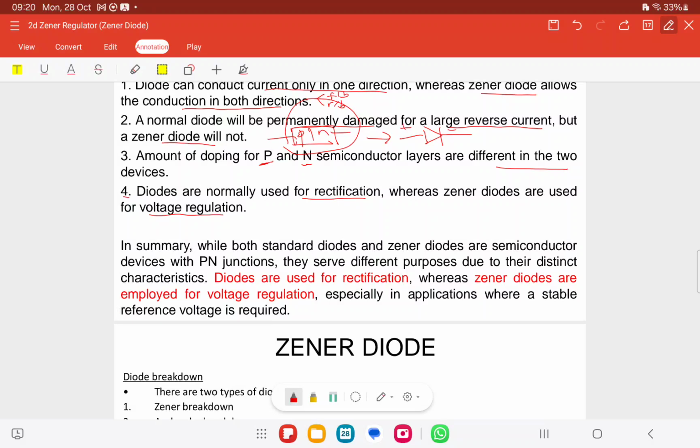Okay, in summary, while both standard diode and Zener diode are semiconductor devices with the PN junction, but then have different purpose due to the characteristic. Okay, you guys boleh baca kat sini. Especially in applications where a stable reference voltage is required. Normally dekat dalam applications kita pun apa-apa saja memang kita nak stable reference voltage, stable output.